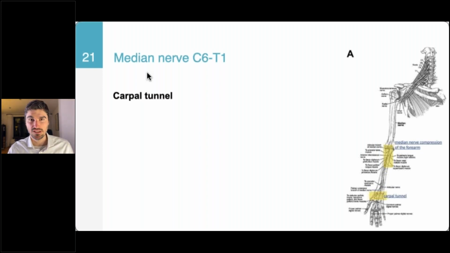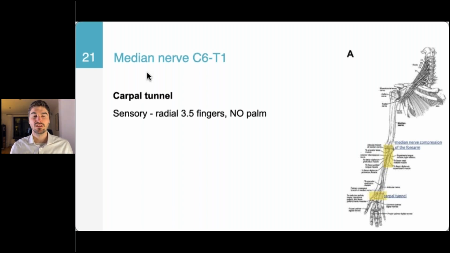So carpal tunnel, obviously, carpal tunnel syndrome, the most common and the heavyweight that we all know about. Now, I have bashed my head against the wall so many times trying to learn all the muscles that the median nerve innervates and where to test them and how to test them and all this kind of stuff. And really, it's overcomplicated. All we need to know is the median nerve is going to come down and give us sensation to the palm, the radial aspects of the palm, and these 3.5 fingers.